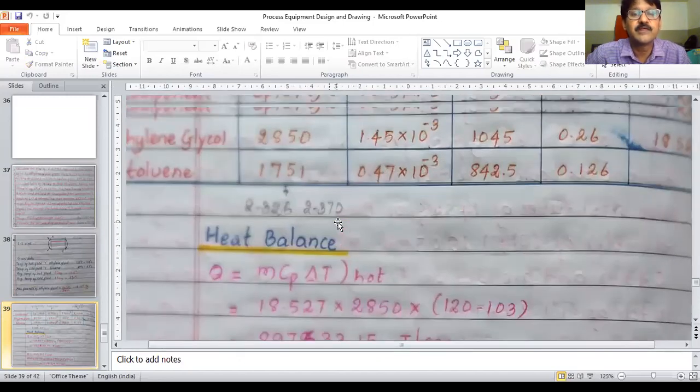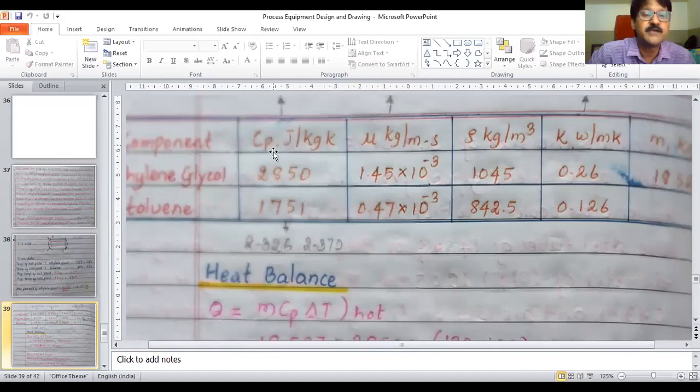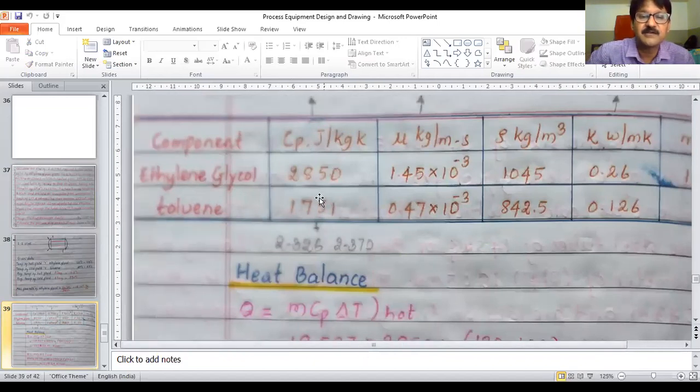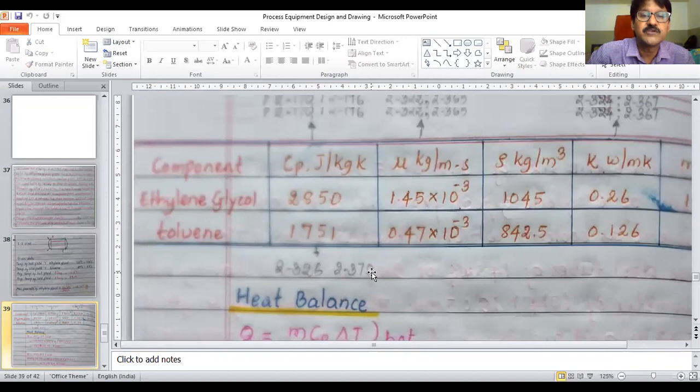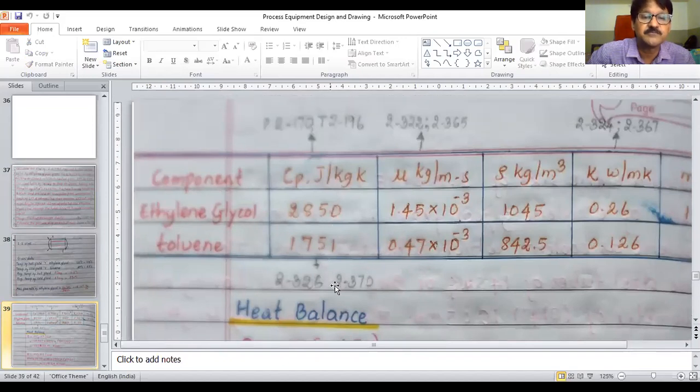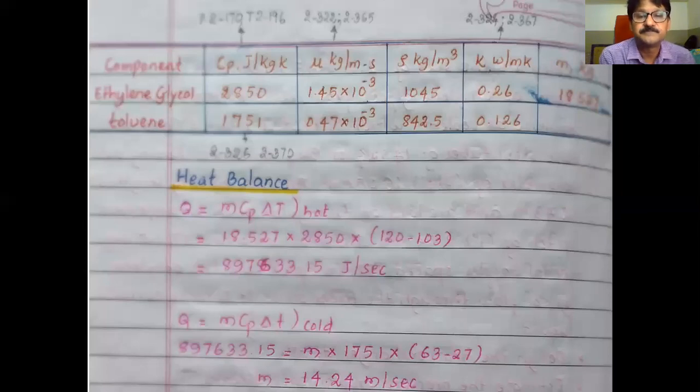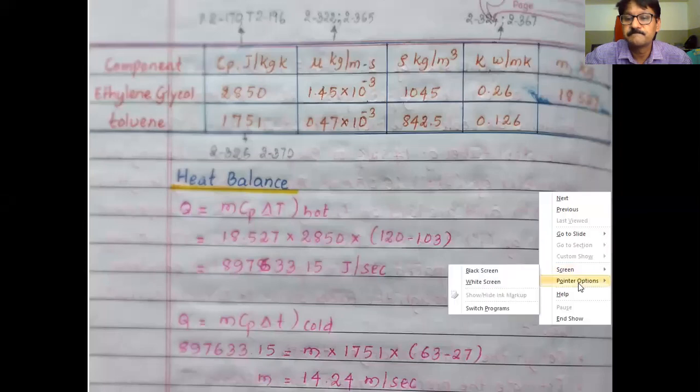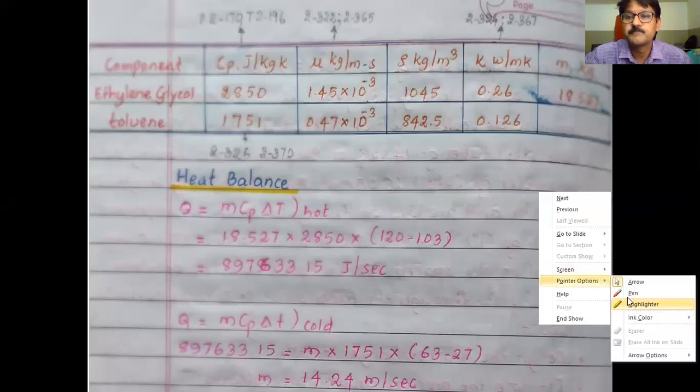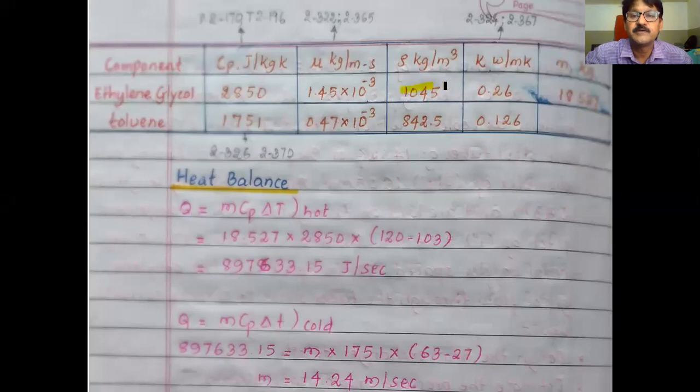See here. Fill your table. What did you get for CP? I have written the approximately nearest value. If you want to write the page number, you write the page number. Okay, see here. CP I have written 2170 T2. Can you see the slide? What you have filled is this one, right?